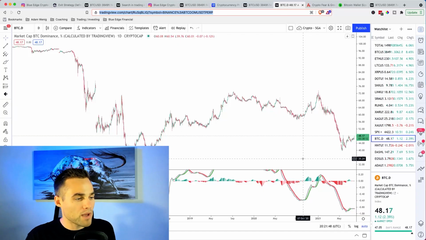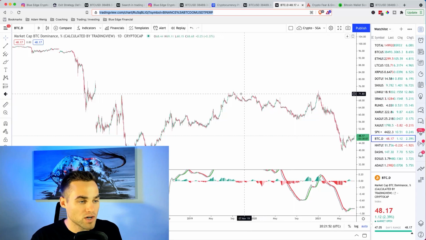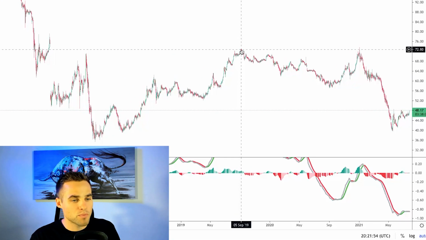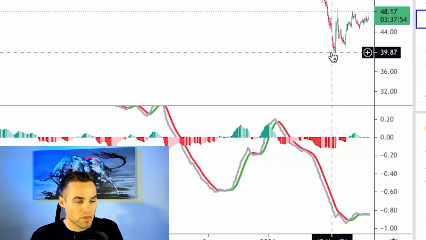So when we look at Bitcoin dominance, we're saying how dominant is Bitcoin? Like how much of the money is in Bitcoin? So for example, right here, 72%. This basically means that out of all money in the cryptocurrency total market cap, 72% of it is held in Bitcoin. Now, if we look down here, we saw that basically only 39% of all money held in the crypto space was actually held in Bitcoin.